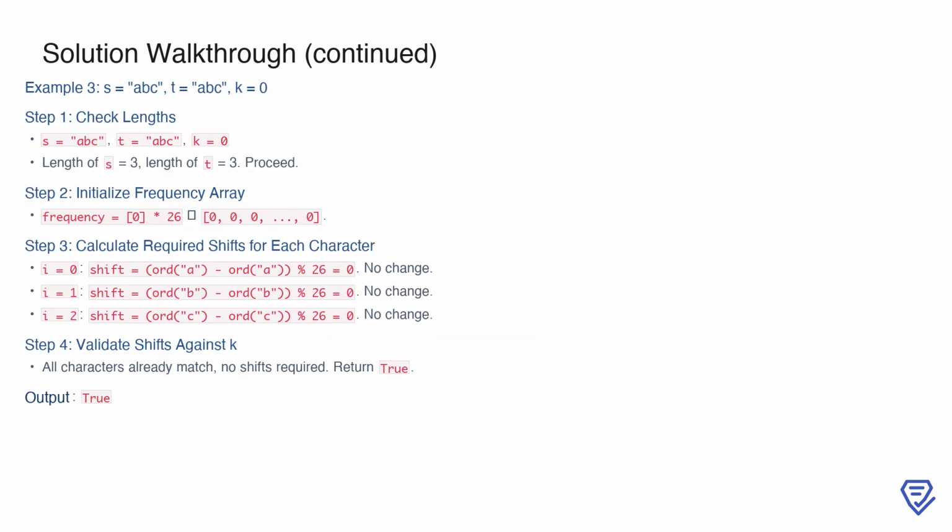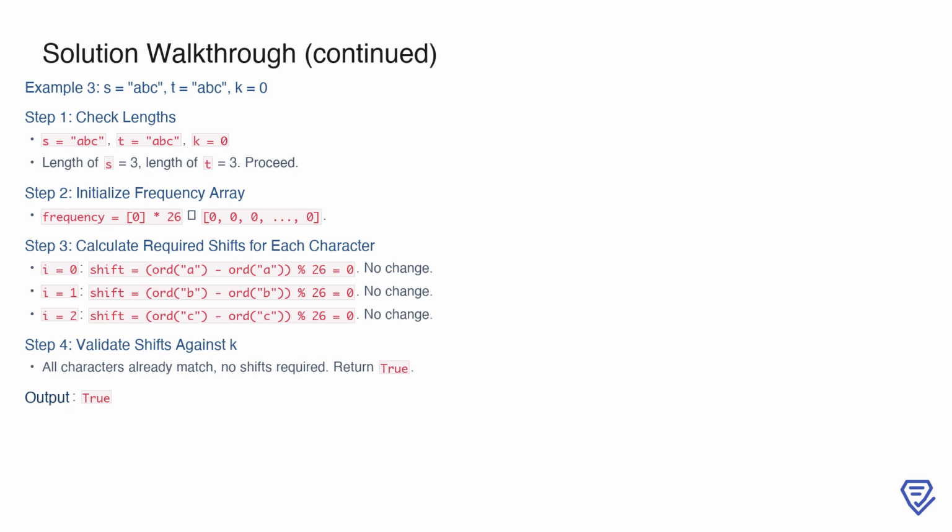In the third example, s equals abc, t equals abc, and k equals 0. Here, the lengths of the strings are equal at 3, so we can proceed. The frequency array is initialized with 26 zeros as before. Next, we calculate the shifts for each character. For all 3 pairs of characters, s[0] equals a and t[0] equals a, s[1] equals b and t[1] equals b, and s[2] equals c and t[2] equals c, no shifts are required because the characters already match. The frequency array remains unchanged with all zeros.